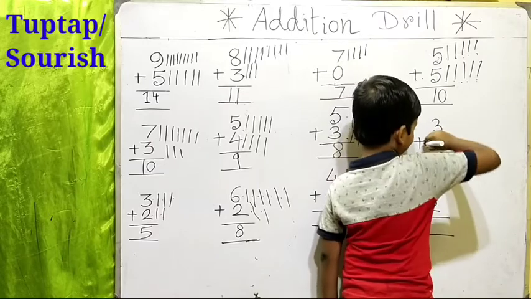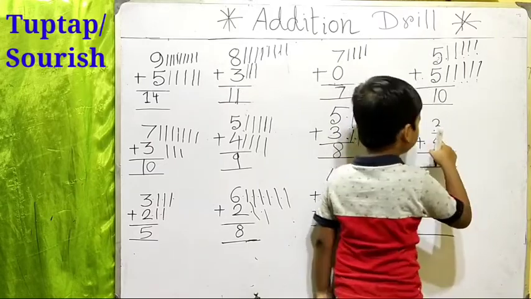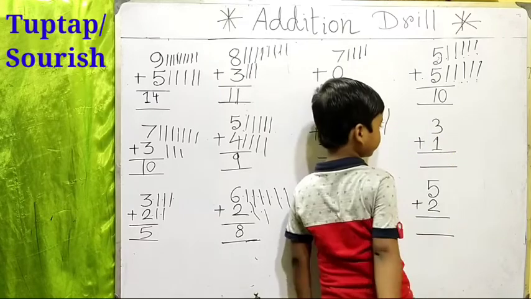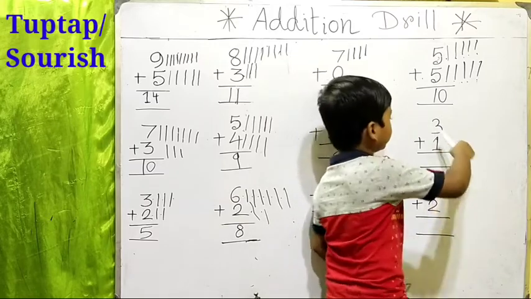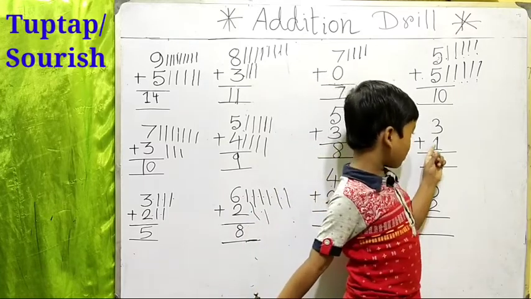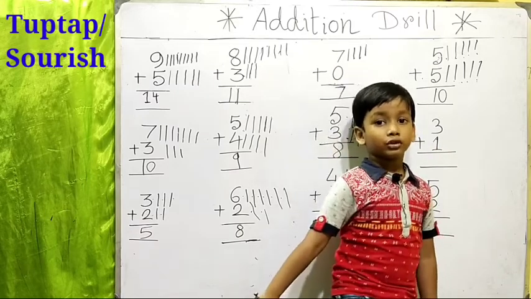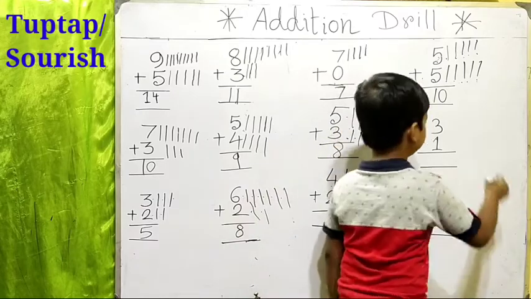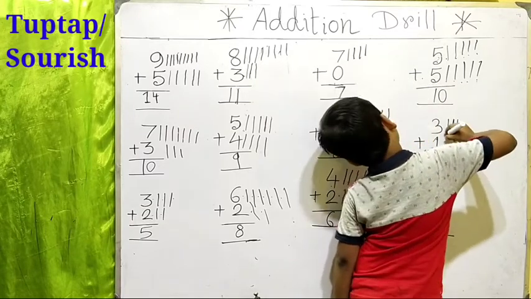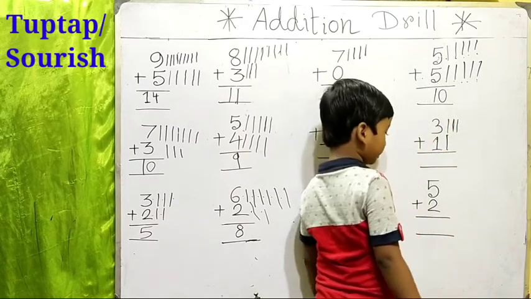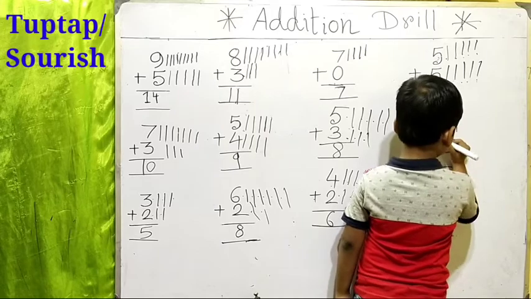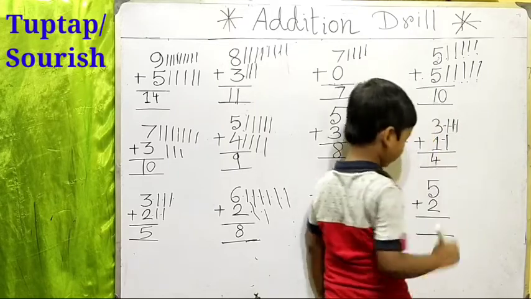3 plus 1. So, let's do 3 plus 1. You think your mother gave you 3 packets of biscuits and your father gave you 1 packet of biscuits. So how many biscuit packets in total? Let's see. Draw your 3 lines. 1, 2, 3. And here 1 line. So how many packets in total? Let's see. 1, 2, 3, 4. Our answer is 4. Next example.